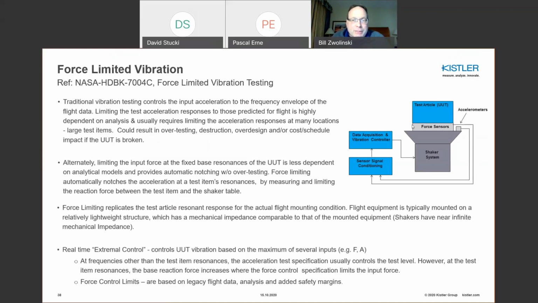So there's actually a dynamometer located right on the shaker between the test article and the shaker system. And this technique actually replicates fairly accurately the actual response of the test article in flight. The actual mount typically being used is a compliant system.